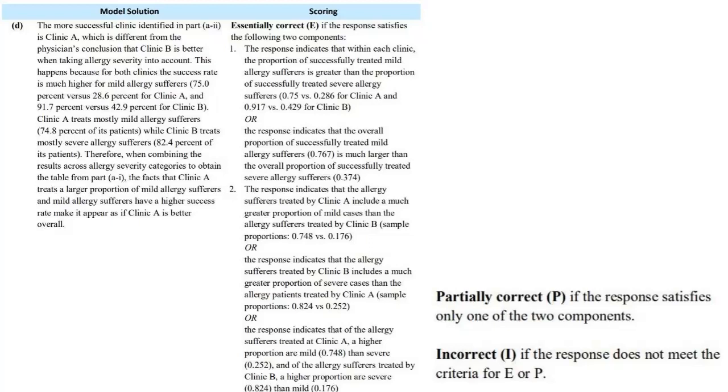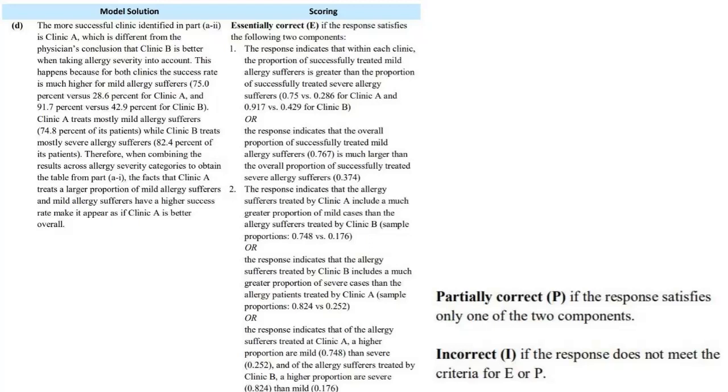For component 2, the response indicates that the allergy sufferers treated by Clinic A include a much greater proportion of mild cases than the allergy sufferers treated by Clinic B, using those sample proportions, not just stating that big idea, but bringing those numbers into it. Or you could say the response indicates that the allergy sufferers treated by Clinic B include a much greater proportion of severe cases than the allergy patients treated by Clinic A, again with sample proportions. Or you could have said that of the allergy sufferers treated at Clinic A, a higher proportion are mild than severe, and the allergy sufferers treated by Clinic B had a higher proportion that were severe than mild.